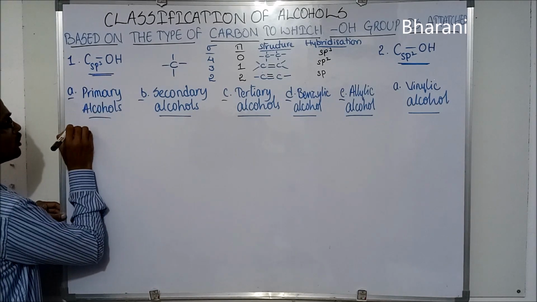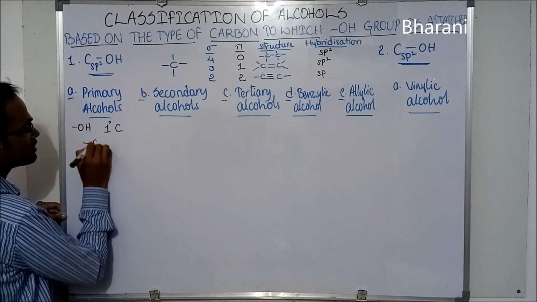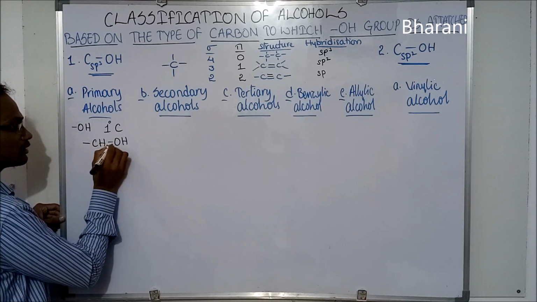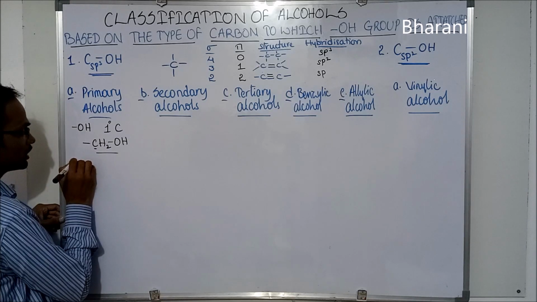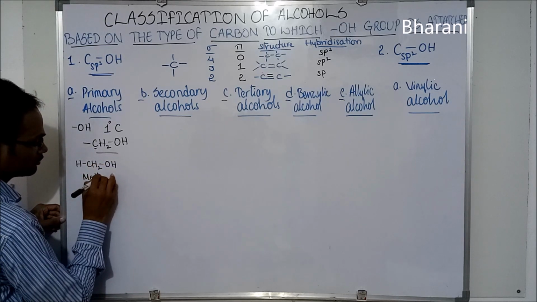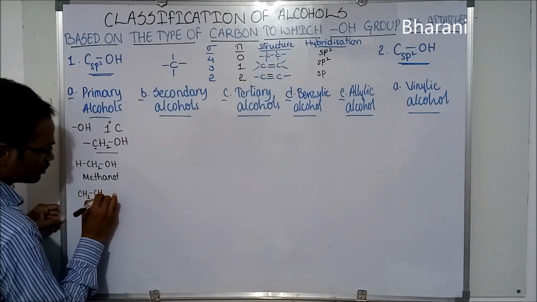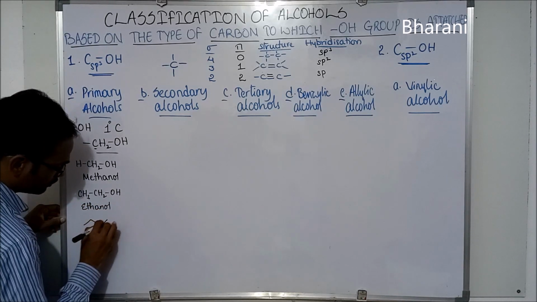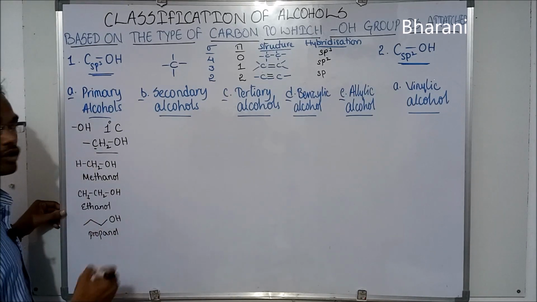Primary alcohols: the hydroxyl group is attached to a primary carbon atom. Generally the formula will be like this, CH2OH. That means the carbon atom to which the hydroxyl group is attached will be attached to only one alkyl group. The first and basic primary alcohol is methanol. Another one is CH3CH2OH, this is ethanol. Another one, propanol. Butanol and pentanol can also be taken as examples.